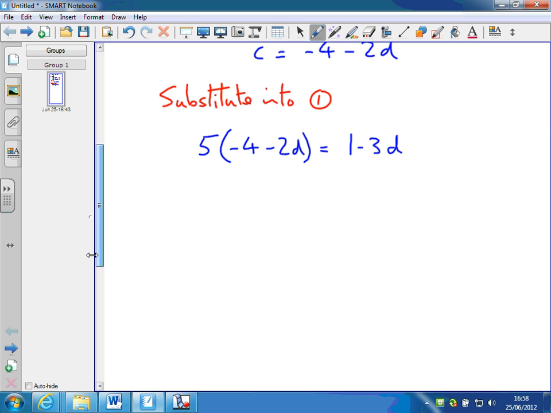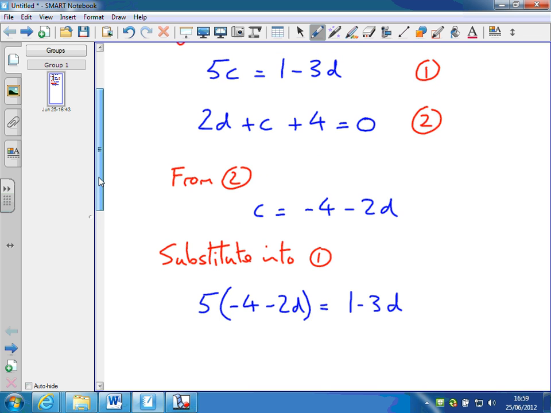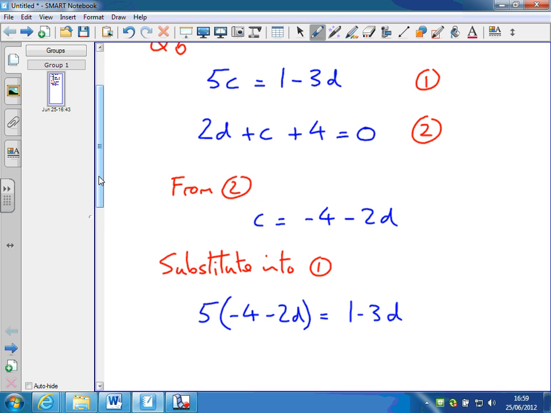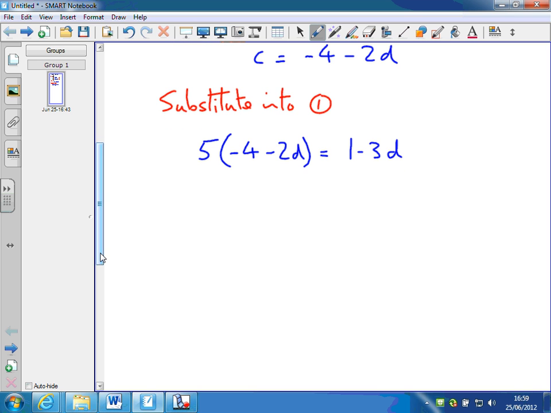There's only one unknown, D, so in theory I can find D, and once I've got D, I can put that value of D back into one of the original equations, say number 2 this time, to find out what C is. So see if you can do it. I'll carry on with the solution.